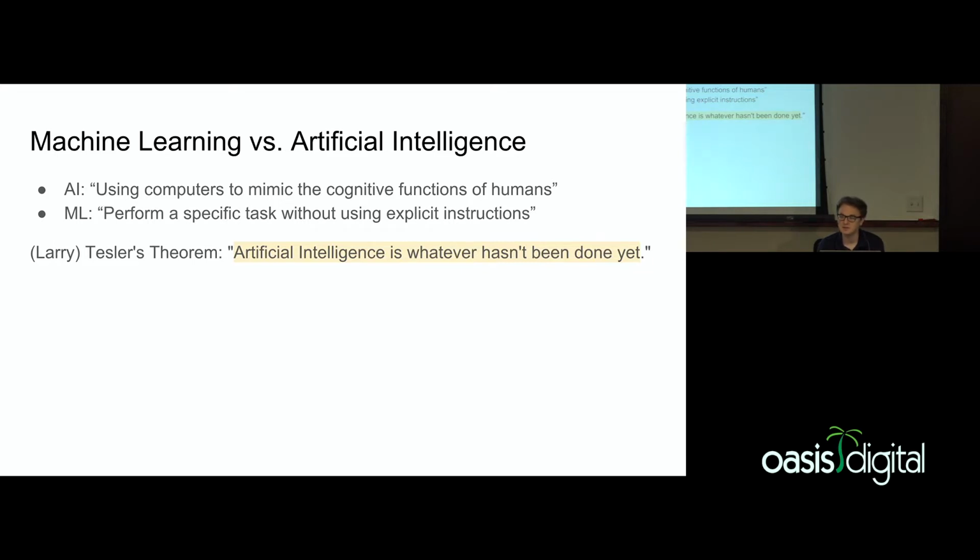And the reason for that is, as Larry Tesler pointed out, who's a computer science veteran, that artificial intelligence is generally used to mean whatever hasn't been done yet. So by definition, this talk is going to be on machine learning, since it'll be on things that we know how to do.